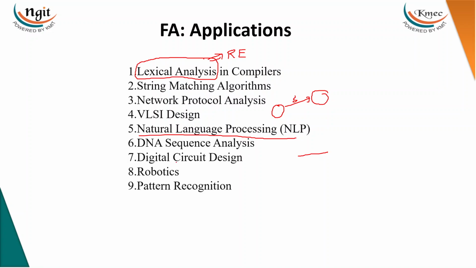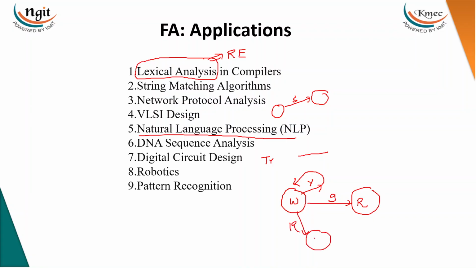And of course digital circuit design, like traffic signals. The person is waiting at the traffic signal, and if the signal is yellow, he must remain waiting. If it is green, he should change state from waiting to running, and if it is red, he should change from waiting to stop. And while he is running, if the signal is green, keep on moving. If it is yellow, just wait, and if it is red, stop.